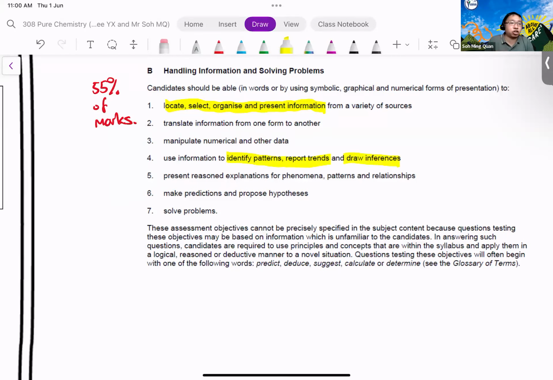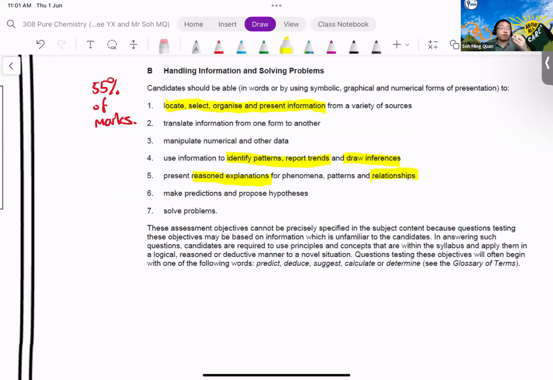Provide reasoned explanations, skill number 5. That is what we also did today, right? Explain why this statement is true. Explain why this statement is not true. Provide explanations for relationships and patterns. Reasoned explanations, meaning you need to use data. Finally, make predictions, solve problems. So these are the skills that are tested.